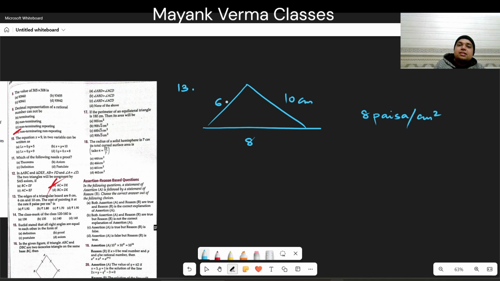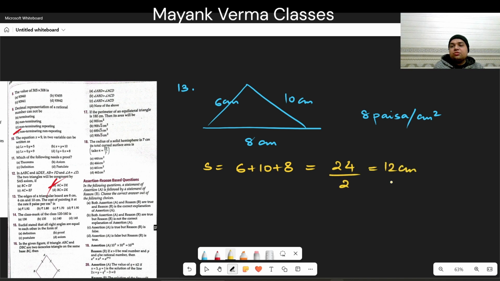All the things are in centimeter. So if you remember Heron's formula, the semi-perimeter is the sum of all sides upon 2. 6 plus 10 plus 8, that is 18 plus 6 will be 24, by 2, that is 12 centimeter. So this is my semi-perimeter, and the formula for this will be the square root of S into S minus A times S minus B times S minus C.